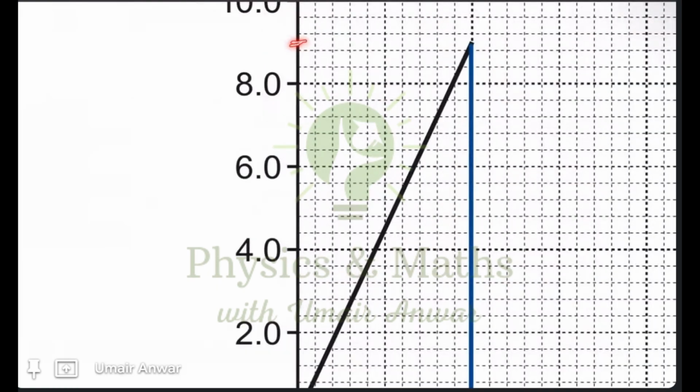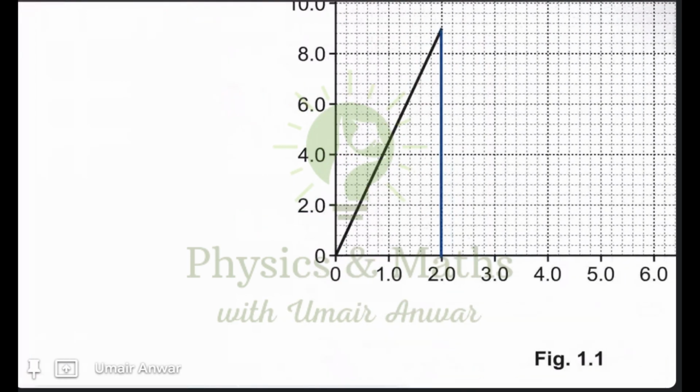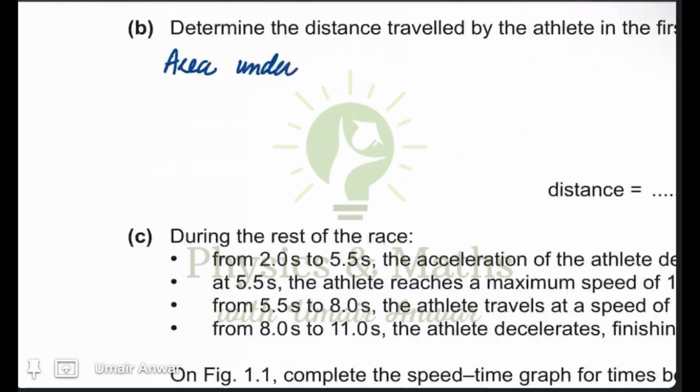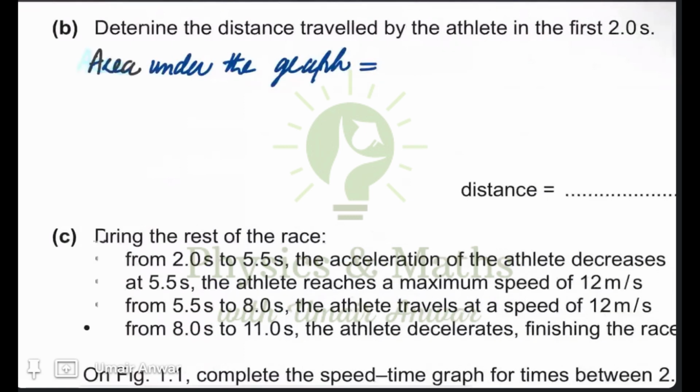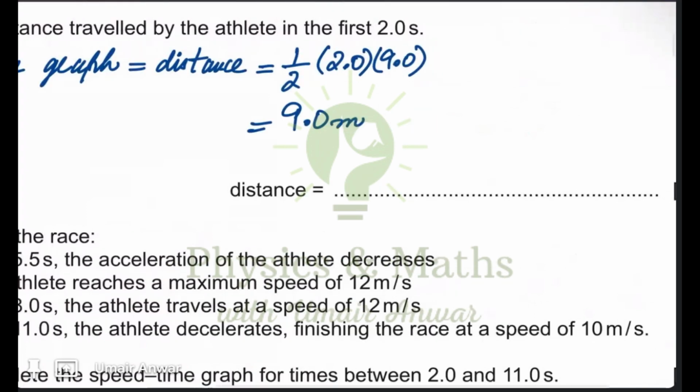The value here is 9 meters per second, since it is in the middle of the 2 units, 8 and 10. So it is 9.0 for the height and 2 for the base. So I'm writing area under the graph is equal to the distance traveled, and it is 1/2 times base, which is 2.0, times height 9.0. So the distance traveled is 9.0 meters, and I would be writing it in the answer space, 9.0 meters.